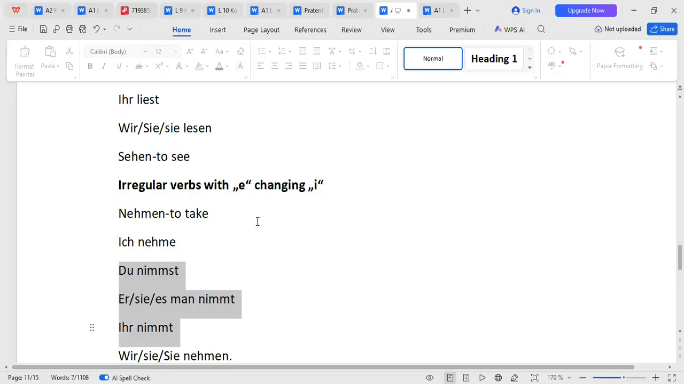How do the changes happen? This a changing to e, like nehmen. So nimmst, this a changing to e. But the rule is maintained. Check: ich nehme, e ending. Du nimmst, er sie es man nimmt, ihr nehmt, wir sie nehmen.